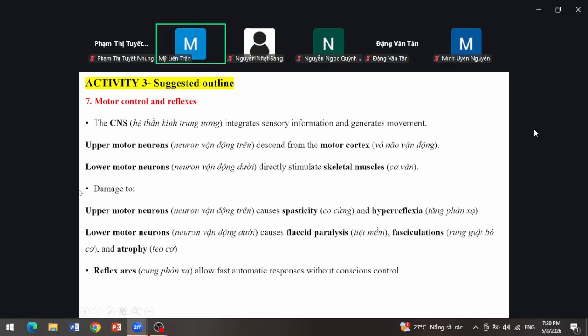Any damage to the upper motor neurons will cause spasticity or hyperreflexia. Any damage to the lower motor neurons causes flaccid paralysis, fasciculations, or atrophy.